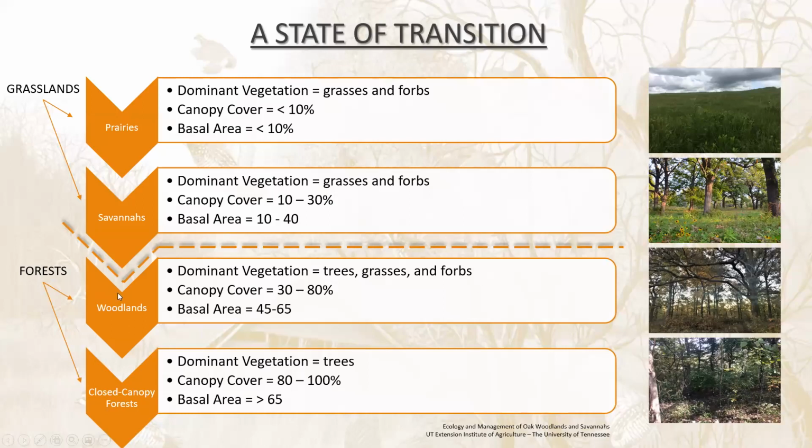So down here is that kind of table you guys seen earlier. So we have our woodlands and then we have our closed canopy forests. So like I was saying, on your woodlands, they have a high percentage of trees, but they still have a good amount of grasses and forbs.